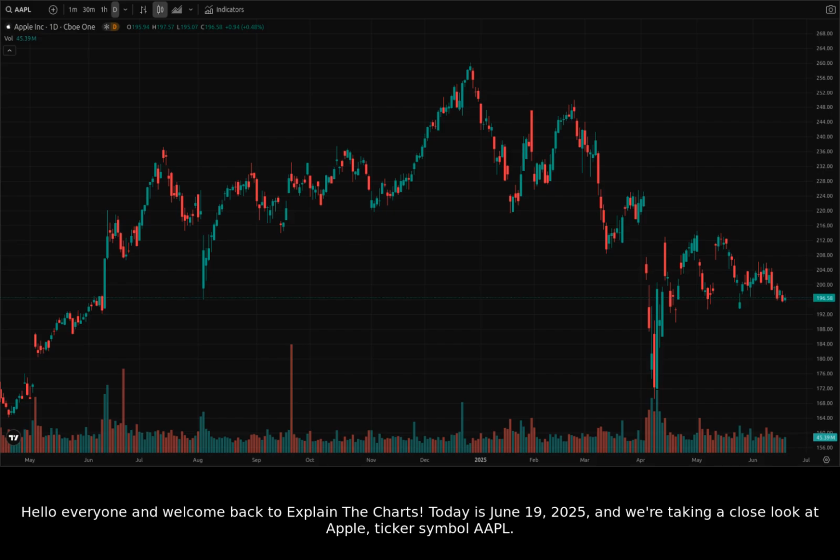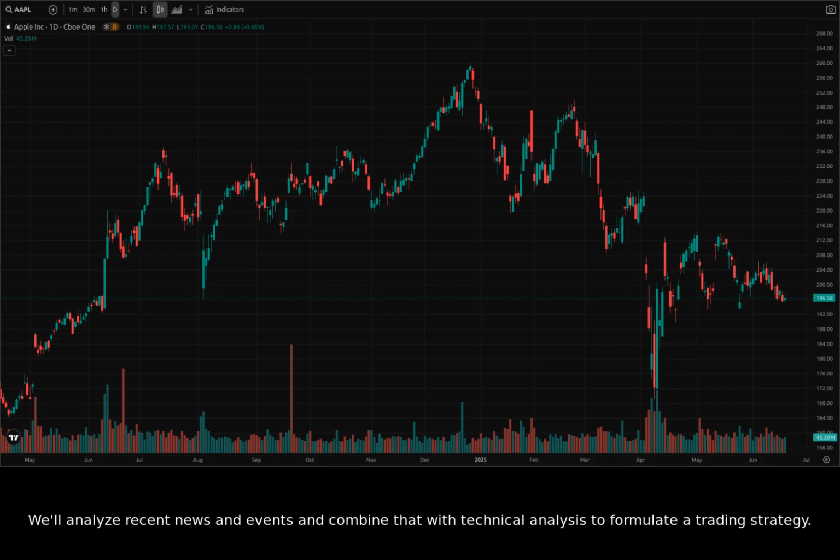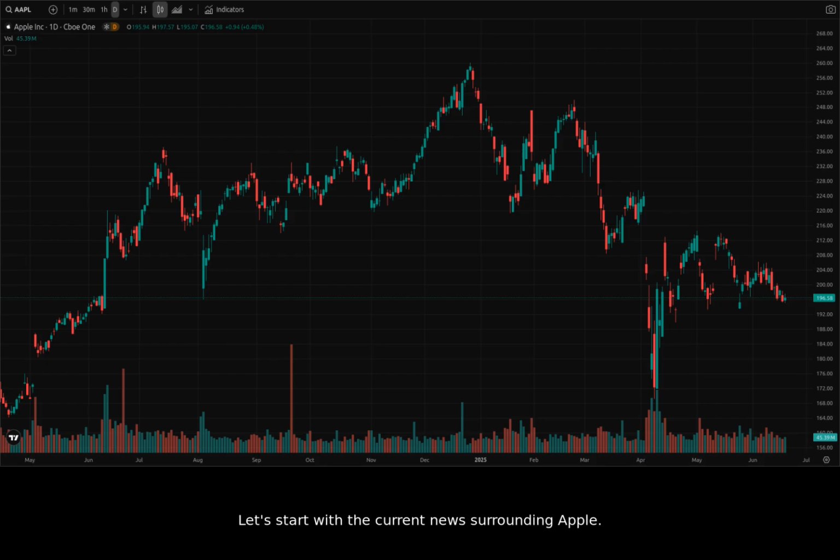Today is June 19th, 2025, and we're taking a close look at Apple, ticker symbol AAPL. We'll analyze recent news and events and combine that with technical analysis to formulate a trading strategy. Let's start with the current news surrounding Apple.